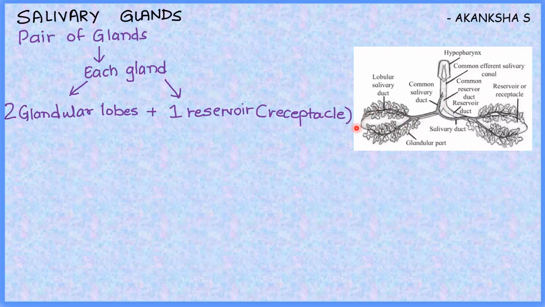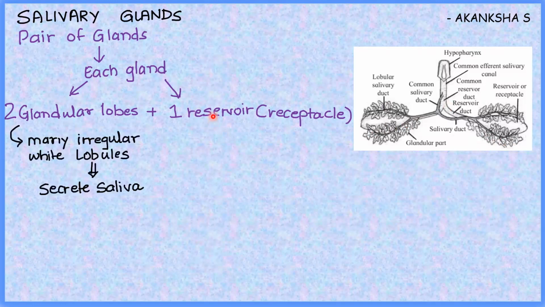So this central chunk that you see is called the receptacle or the reservoir. You can see small leaf-like glands emerging out of it. These emerging glands are called glandular lobes. So salivary glands are two, and each gland has got glandular lobes as well as a reservoir. These glandular lobes are irregularly shaped, mostly leaf shaped, and these are the glands, right? That's why they secrete saliva.